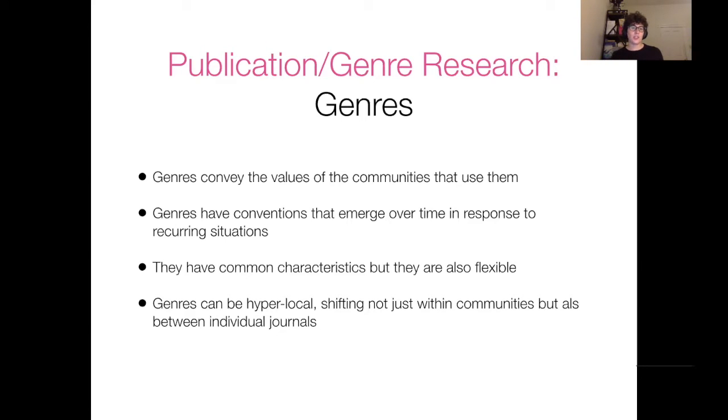It's also good to remember that genres do have common characteristics, but they're also flexible. So you don't have to be totally beholden to what you see in the journals that you're looking at. There is room for flexibility, but you can notice the parameters of that flexibility when you look at a few different articles within a single genre, within a single journal. And that connects to my last point on this slide as well, that genres can be really hyper-local. They shift not just within communities, but also between individual journals.